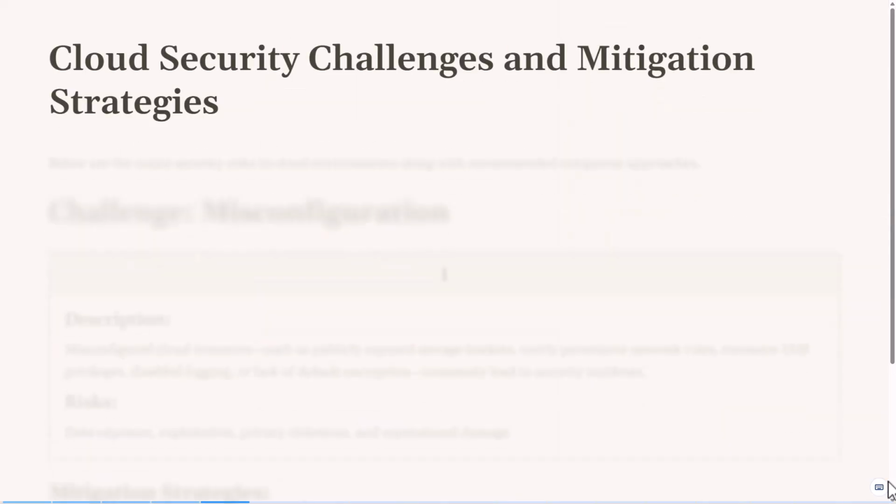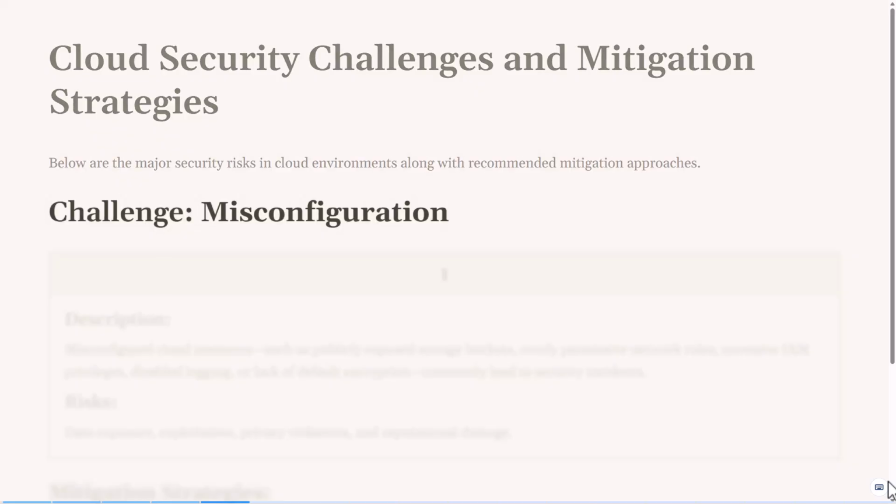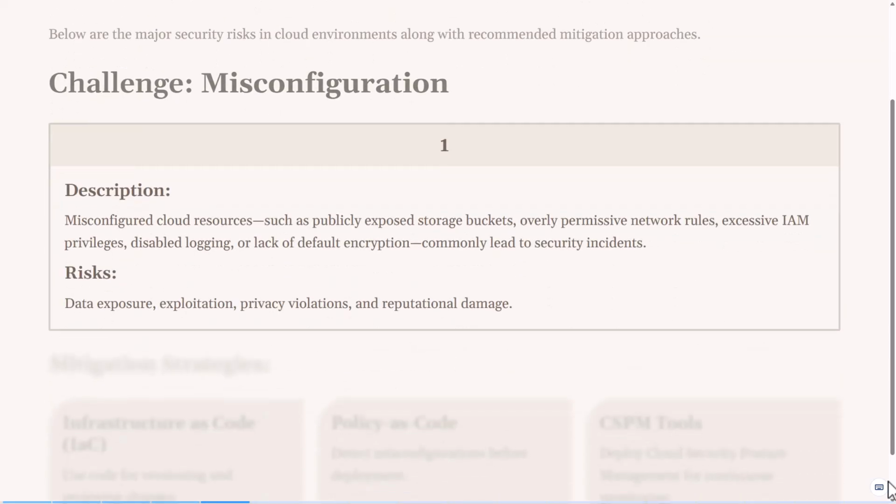Cloud security challenges and mitigation strategies. First cloud security challenge is misconfiguration. This happens when cloud settings are wrong. For example, some storage buckets that become public by mistake, or network rules that are too open, users having more access than they need, or no encryption enabled. The risk of this challenge is that sensitive data can become public without us knowing.